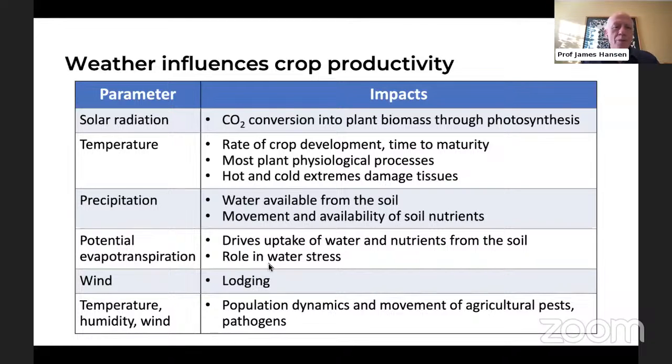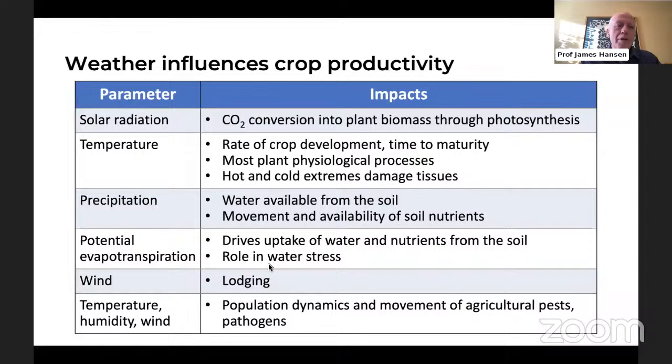Precipitation. So plants need water. They get water from the soil, but the soil gets water from precipitation. In some cases, also with irrigation. So precipitation supplies water to the plant, but through the soil-water balance. But precipitation also drives the movement of nutrients from the soil into the plant. So the movement of soil nutrients and the water available from the soil are driven by precipitation.